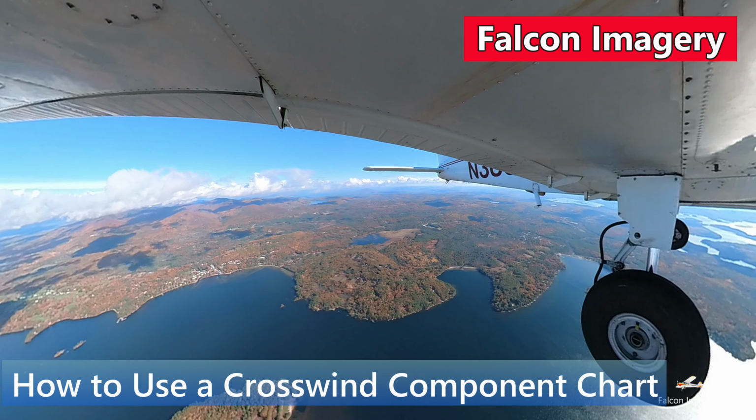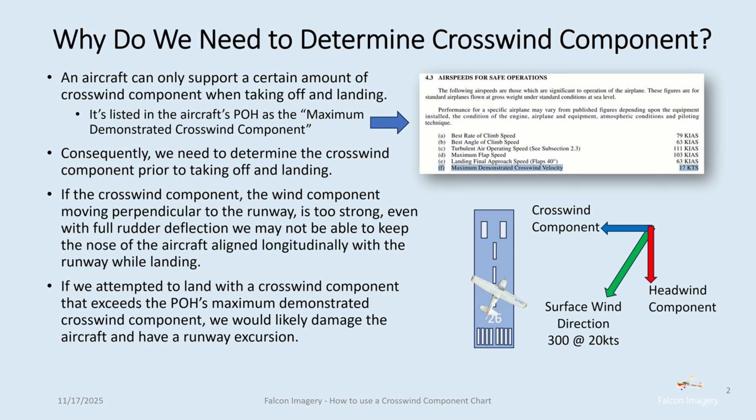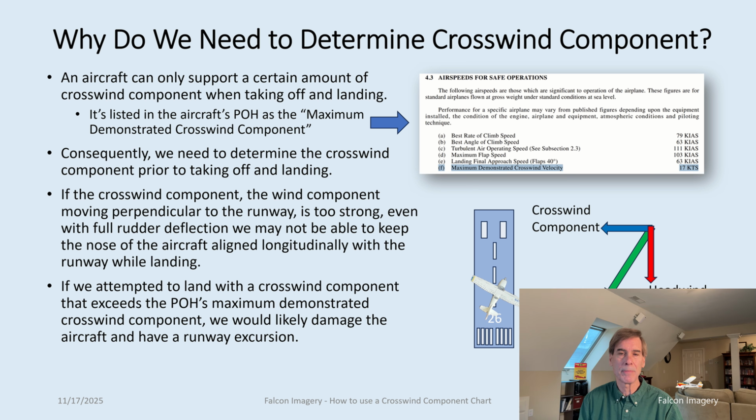So consequently, we need to determine the crosswind component prior to takeoff and landings. If the crosswind component, the wind component moving perpendicular to the runway, is too strong, even with full rudder deflection, we may not be able to keep the nose of the aircraft aligned longitudinally with the runway while landing. If we attempted to land with a crosswind component that exceeds the pilot operating handbook's maximum demonstrated crosswind component, we would likely damage the aircraft and have a runway excursion.